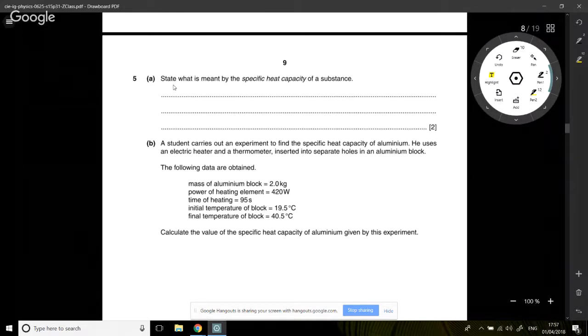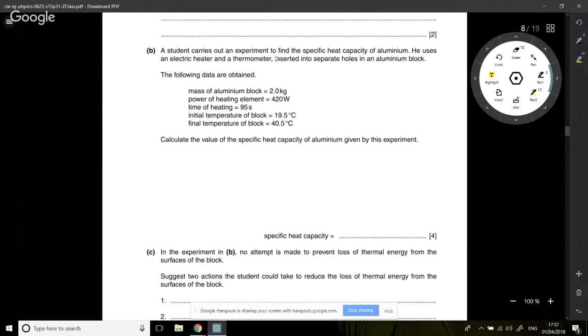All right. And then they ask you to state what is meant by the specific heat capacity. So it's the amount of energy required to raise 1 kilogram by 1 degree, for example. A student carries out an experiment to find the specific heat capacity of aluminium. He uses an electric heater and a thermometer inserted into separate holes in an aluminium block. The following data are obtained. Calculate the value of the specific heat of aluminium given by this experiment.